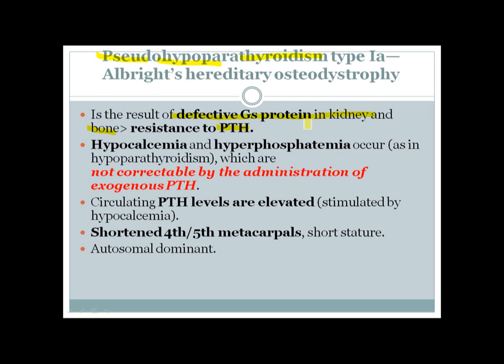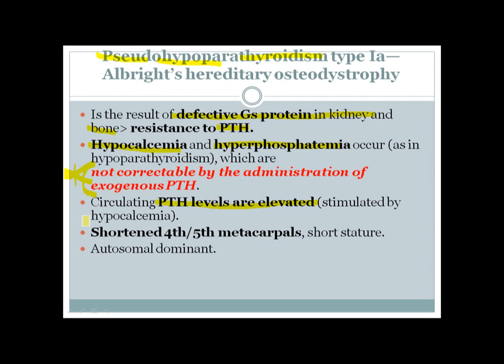And as there is defective or decreased action of parathyroid hormone, there will be features like hypoparathyroidism, like hypocalcemia and hyperphosphatemia. But the main difference is that this hypocalcemia and hyperphosphatemia is not corrected by the administration of exogenous parathyroid hormone, and the circulating parathyroid hormone levels are elevated.